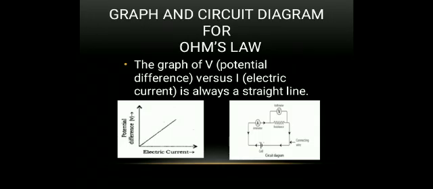So we can say that if current decreases, the resistance will increase, and if current increases, the resistance will decrease. Here is the potential difference and current graph for Ohm's law, which is a straight line because both are directly proportional to each other. And this is a circuit diagram for Ohm's law in which the voltmeter is always applied in parallel to the resistance to calculate the potential difference, and the ammeter is always applied in series to the circuit to calculate the current.